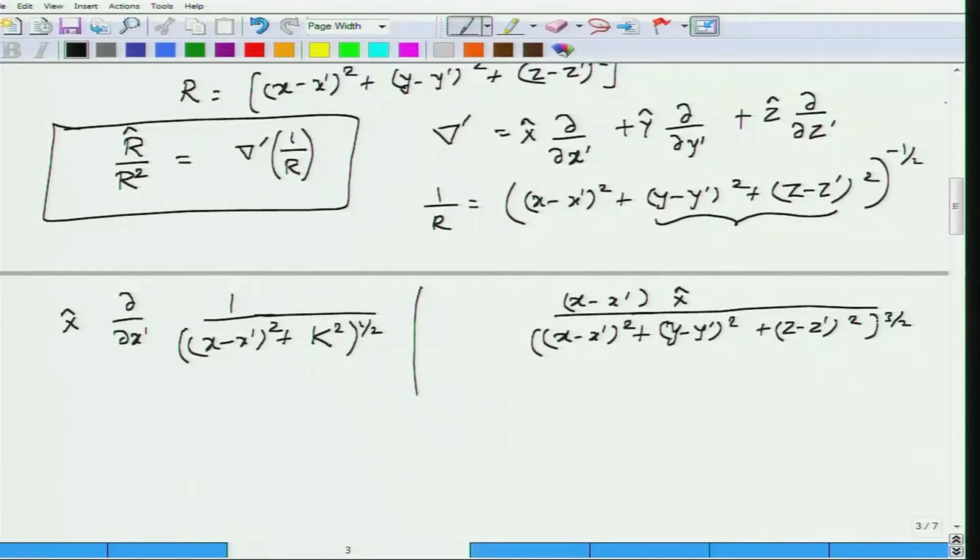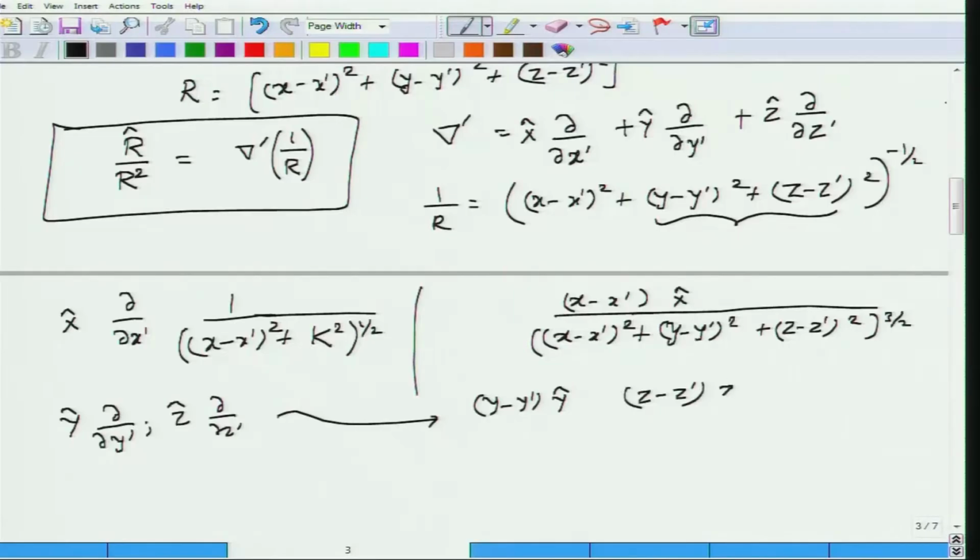Now there is no big surprise here that if I try this one with y hat del by del y prime and z hat del by del z prime, these quantities would also give me very similar results of y minus y prime y hat and z minus z prime z hat, okay, and the denominator will still be the same, it will not change, right. It would be x minus x prime square plus y minus y prime square plus z minus z prime square to the power 3 by 2.